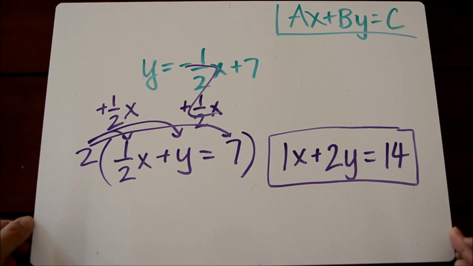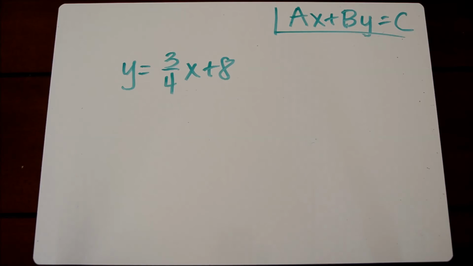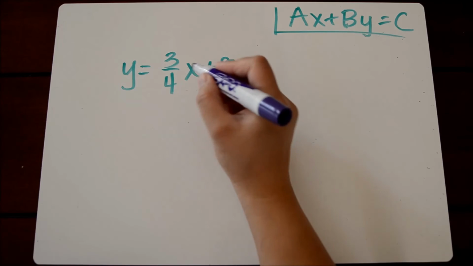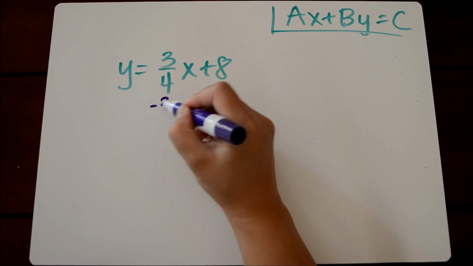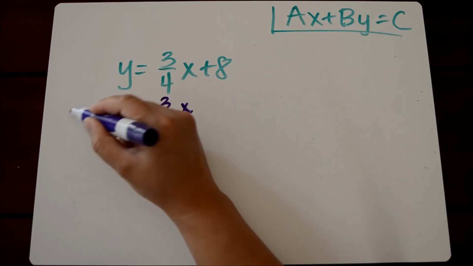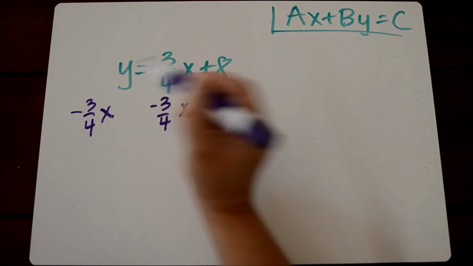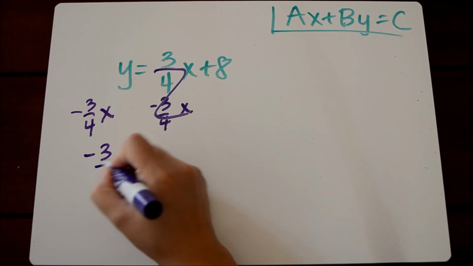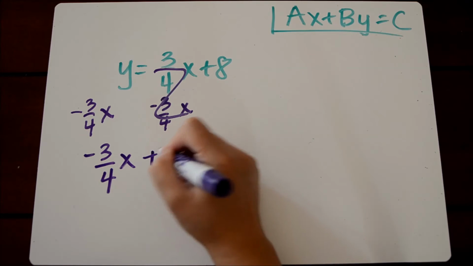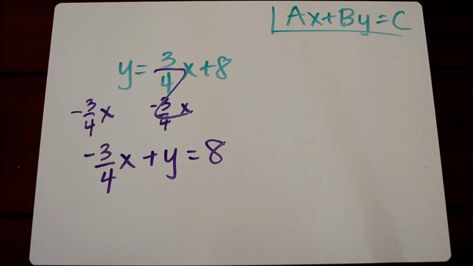Let's take a look at one more example. Here we have another equation that's written in slope-intercept form. And we want our equation to be written in standard form. So we're going to move that x term again to the left by applying inverse operations. This time we're going to subtract because it was a positive value. And we can't combine our x and our y, so we just write them next to each other. So -3/4 x plus y equals 8. Here we have 2 issues. We have a negative a value and we also have a fraction.